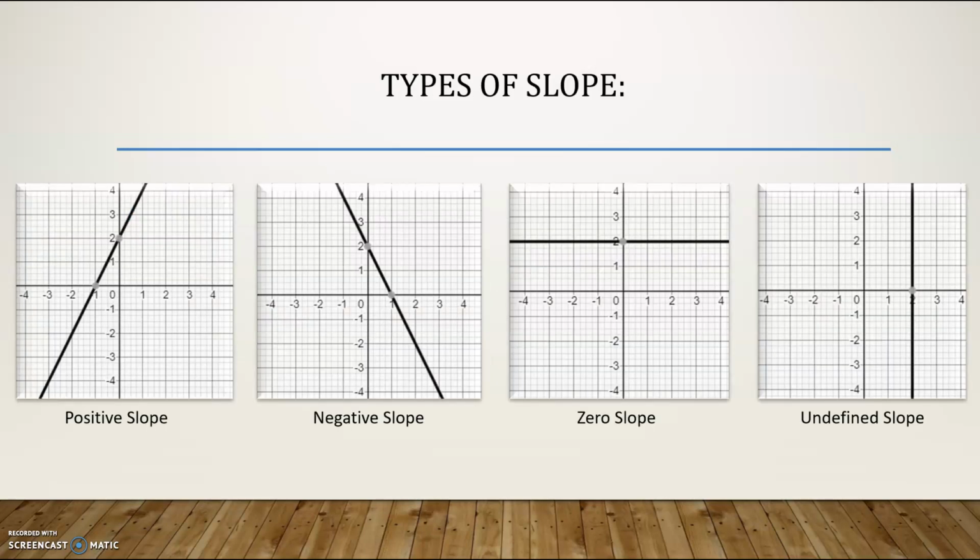Okay, now types of slope, we've already kind of gone over this. This would be a positive slope because we have an increasing function. This would be a negative slope. We have a decreasing function. This would be a zero slope. It's a constant function. This is an undefined slope. It's not even a function. Okay, so this right here would be y is equal to 2, whereas this would be x is equal to 2.